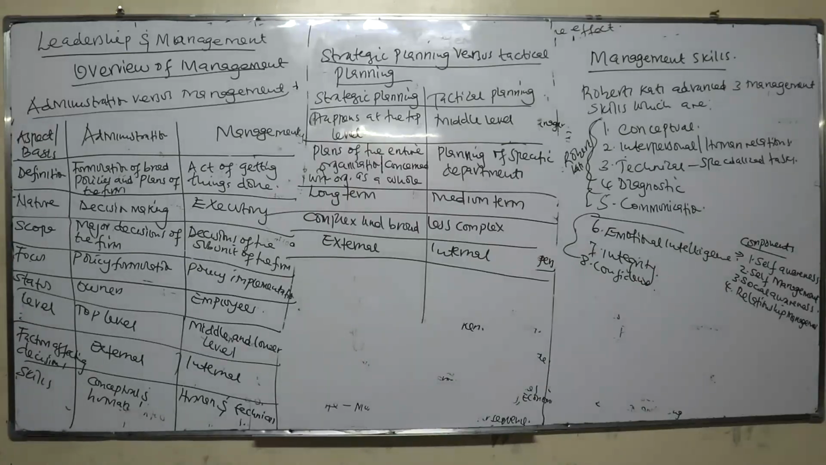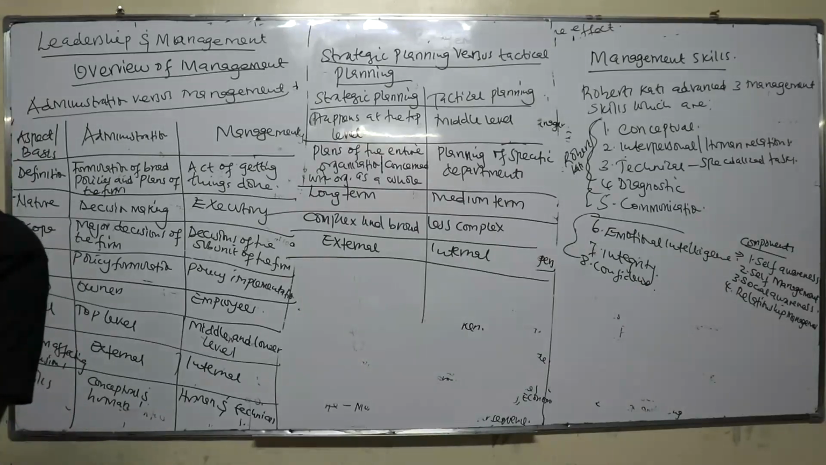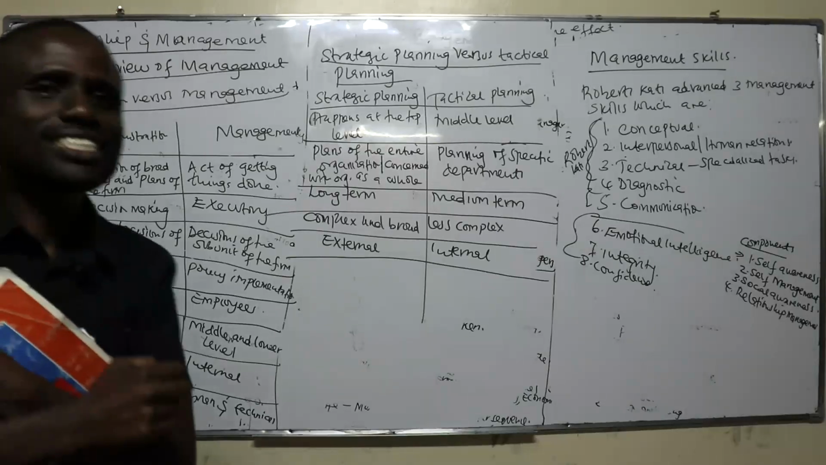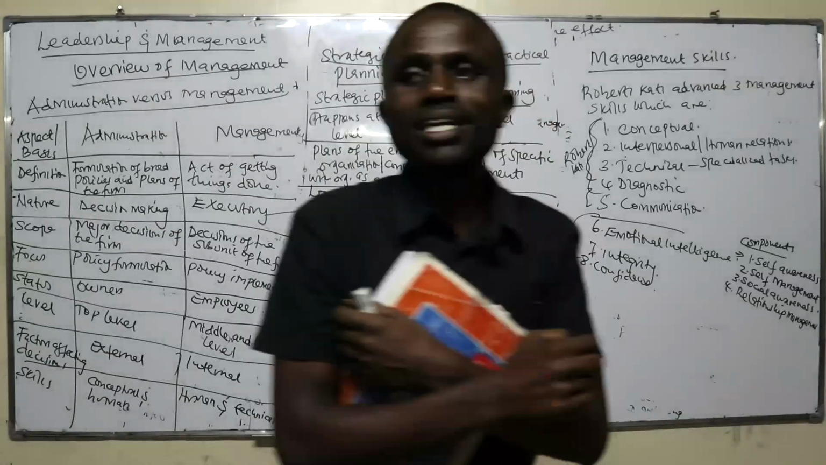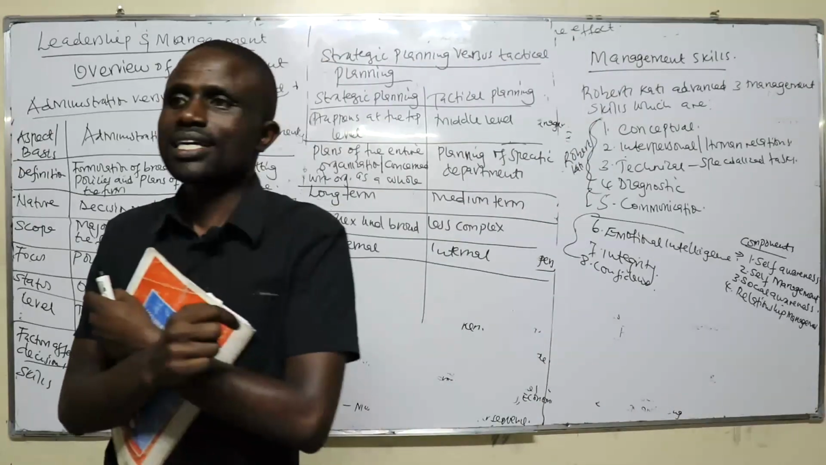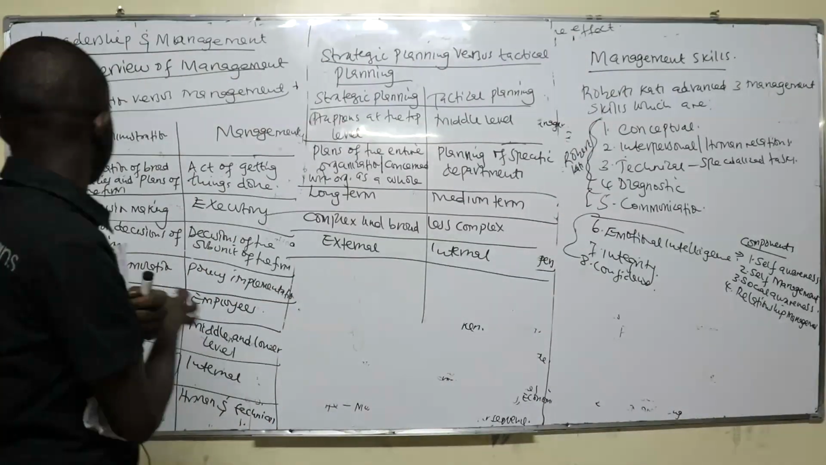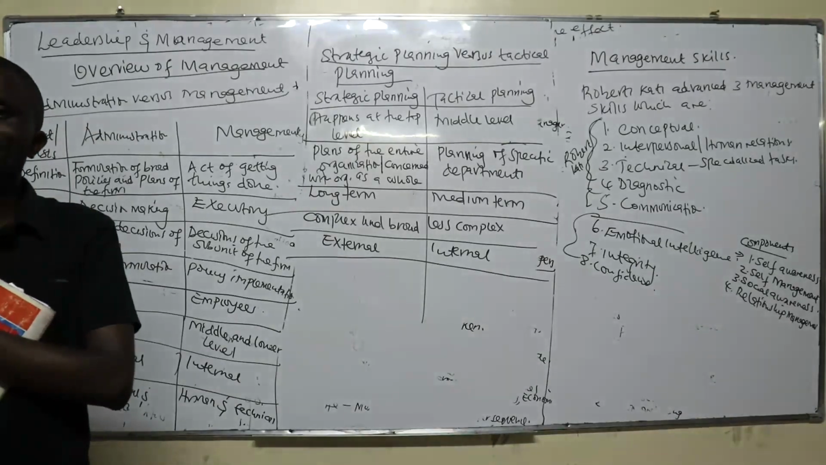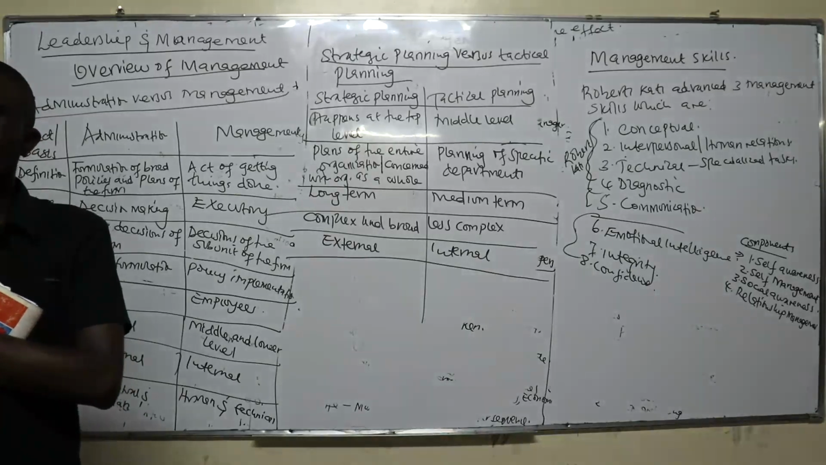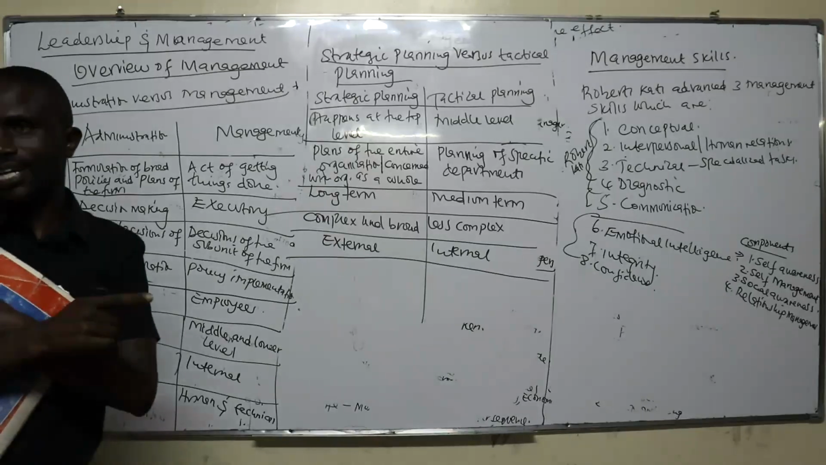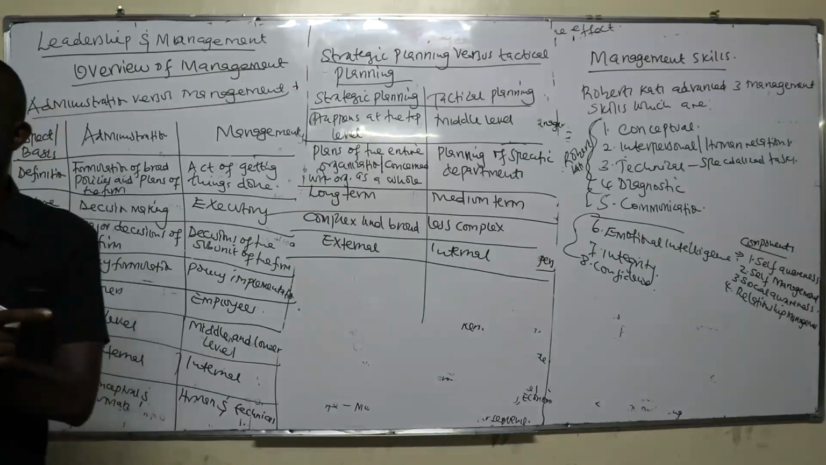So now you know when I talk about Robert Katz, what did he talk about? Management skills. I've had somebody talk about management roles. Who came up with the management roles? Henry Mintzberg, yes. So how many scholars have we mentioned in this class today? We've only mentioned Robert Katz and Henry Mintzberg. So with Elton Mayo, we are going to mention him in the next class.